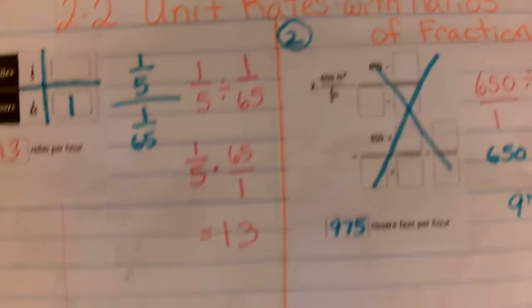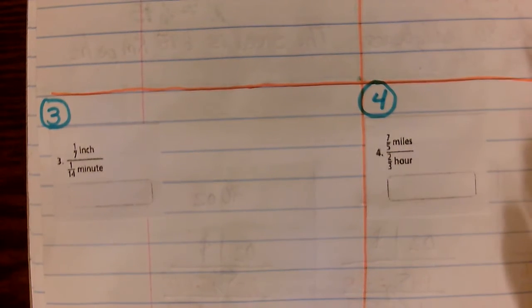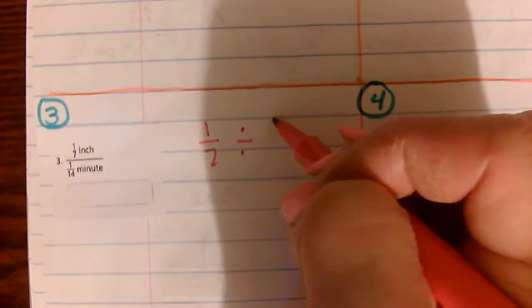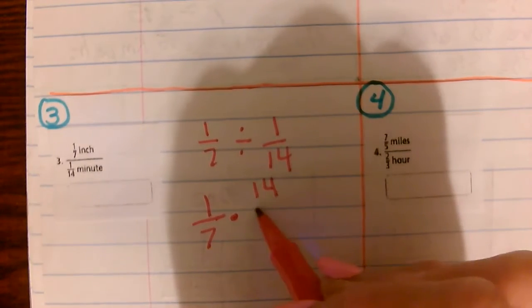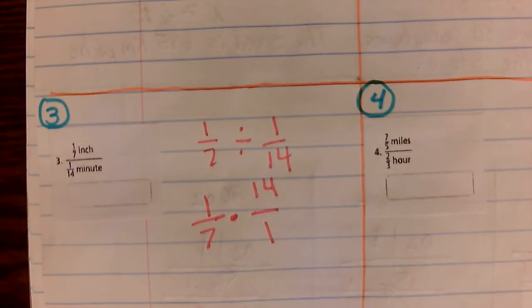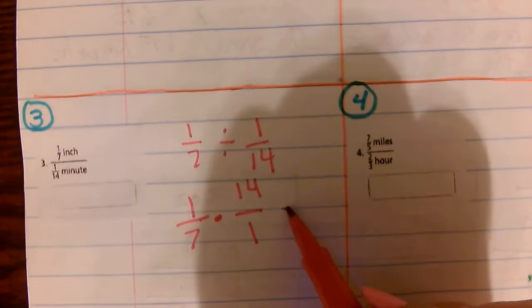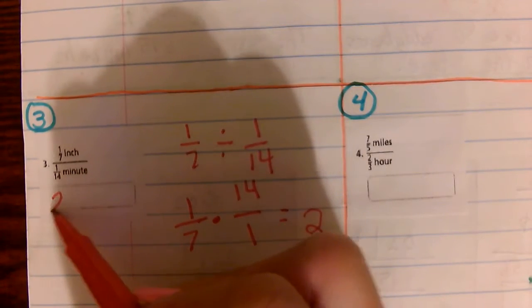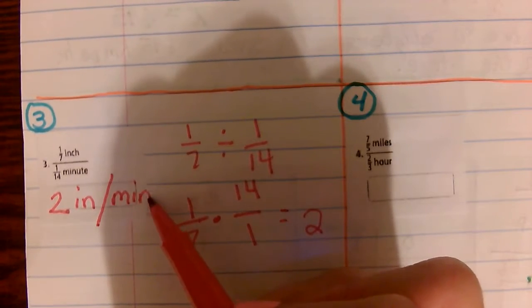Okay? Now let's look at number 3. Number 3 says 1/7 of an inch for 1/14 of a minute. So in unit rate, that just means this divided by this. So 1/7 divided by 1/14 is the same as 1/7 times 14 over 1. When you work this out, you get 2. So that just means 2 inches per minute. And you can use a slash if you want for per minute.